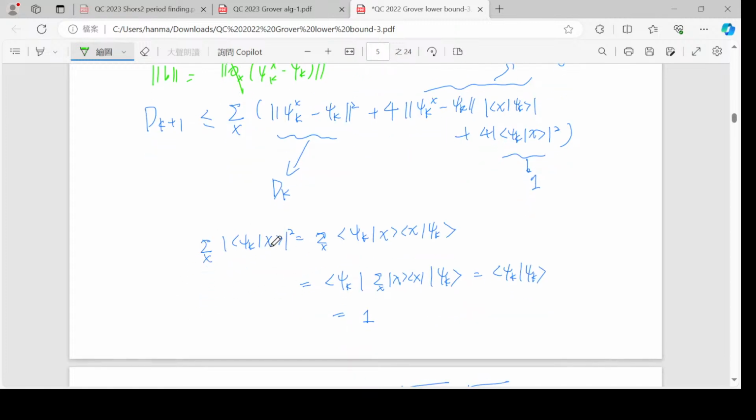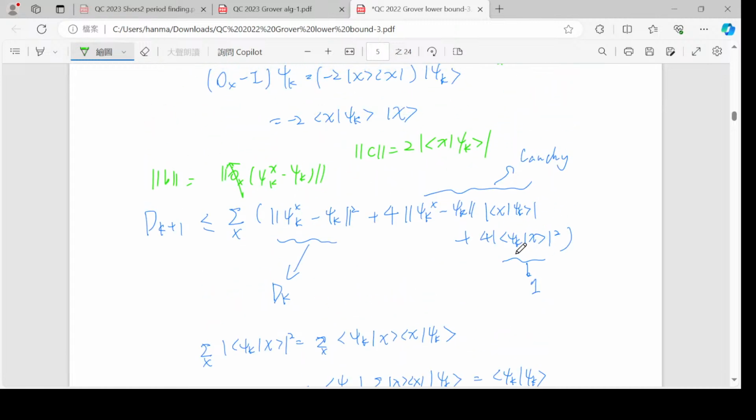So sum x is the inner product squared. This inner product times its complex conjugate. The only x-dependent thing is the thing inside, so you can put sum x inside, and sum x is just the identity because x ranges over all computational basis states. So the inner product of psi k with psi k is 1. Okay, so the c squared term becomes 1, and b squared is dk.